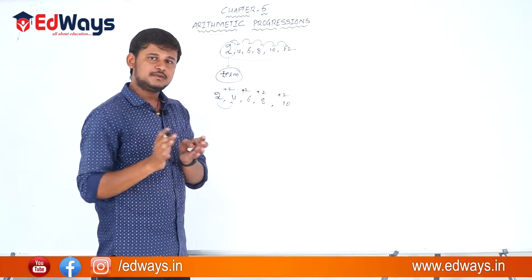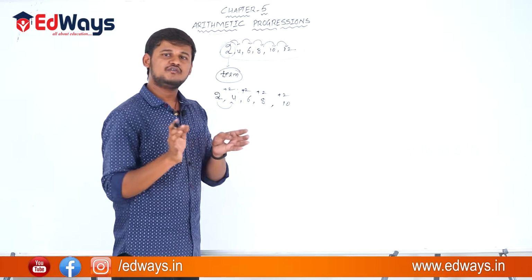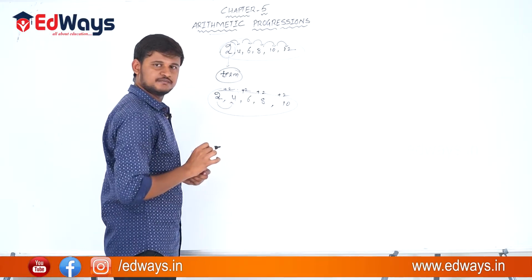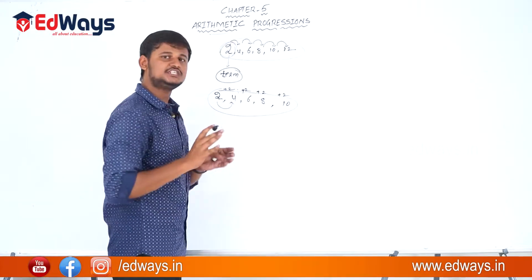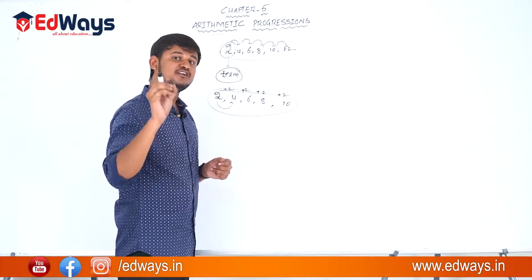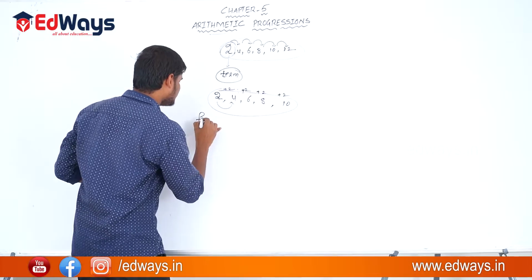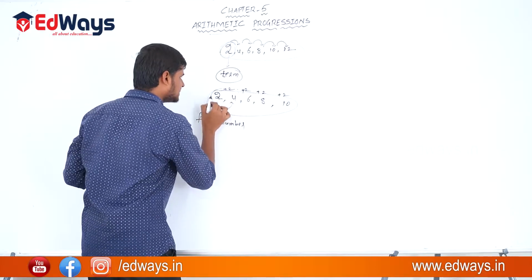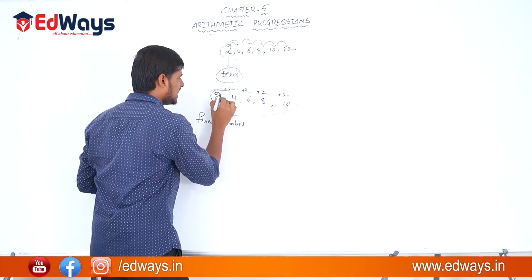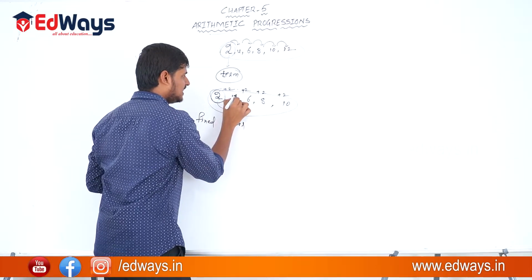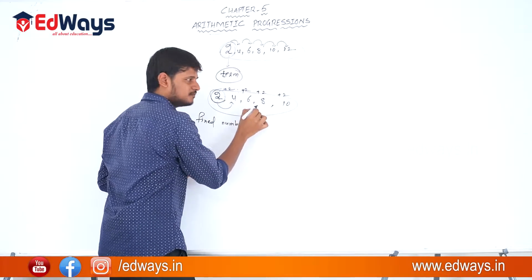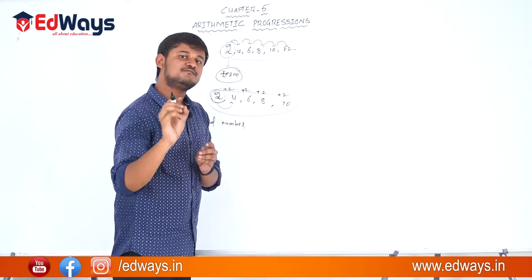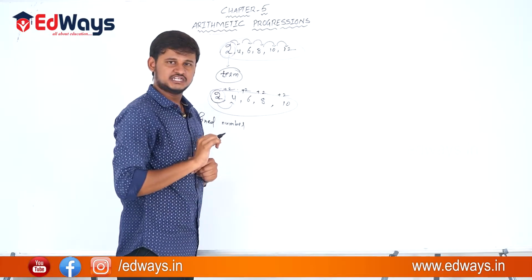So we can define the arithmetic progression as a list of numbers in which each term is obtained by adding a fixed number to the preceding term. To get the second term, I add a fixed number to the first term. If I add the fixed number to the second term, I get the third term. If I add it to the third term, I get the fourth term. Like that, we add a fixed number to obtain the progression.